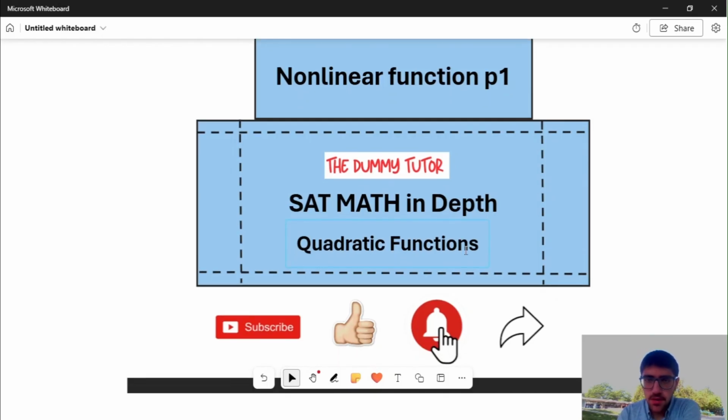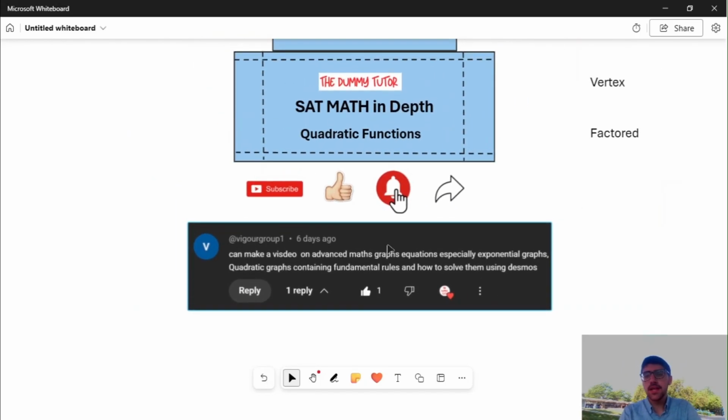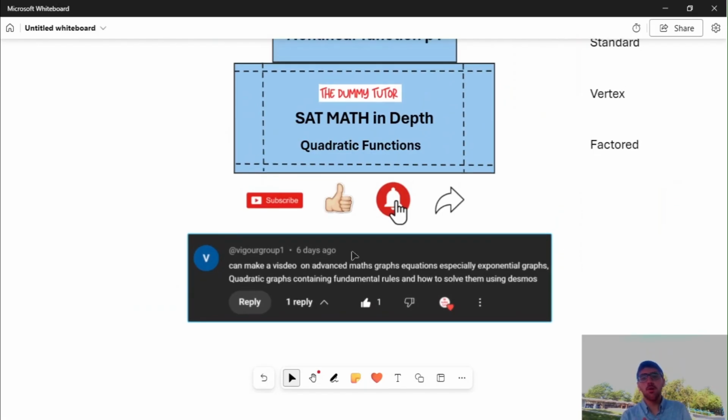But anyways, basically Vigor Group 1 requested a video on advanced math graphs and equations, so nonlinear equations like exponential graphs, quadratic graphs, and fundamental rules, and using Desmos. So today I'm going to go over the quadratic functions more in depth. And then in the coming days, I'll make another video about exponential graphs.